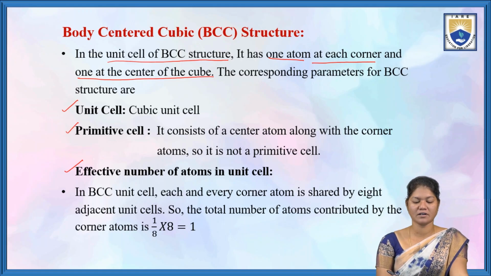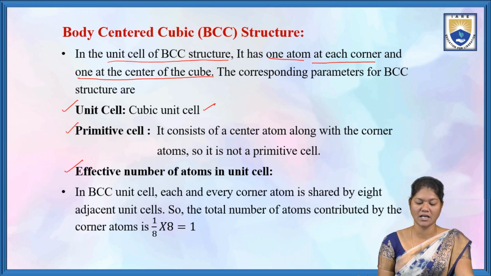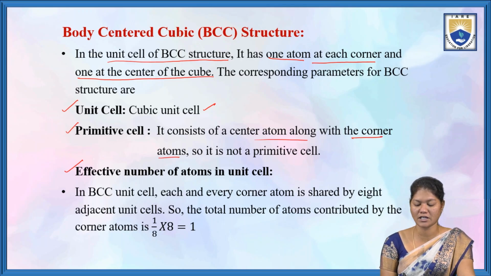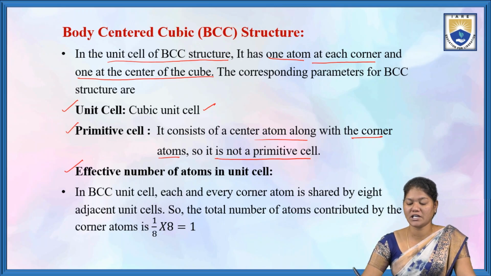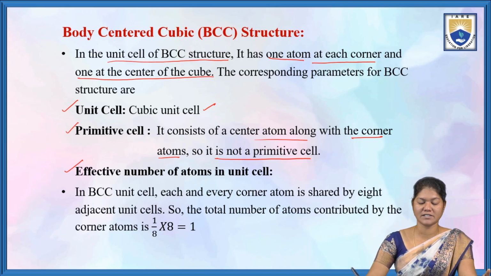Here the unit cell type is a cubic unit cell, and it consists of a center atom along with the corner atoms. So it is not a primitive cell. What is the condition for a primitive cell? A primitive cell is a unit cell which has only one lattice point in the unit cell. That we call a primitive unit cell or primitive cell.